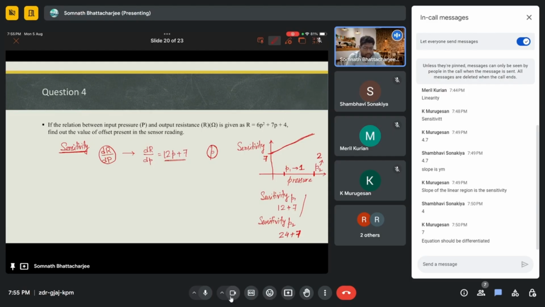From what I have done through this modification, maybe you can do that right now. What will be the value of the offset?